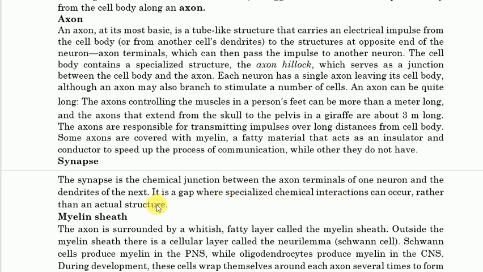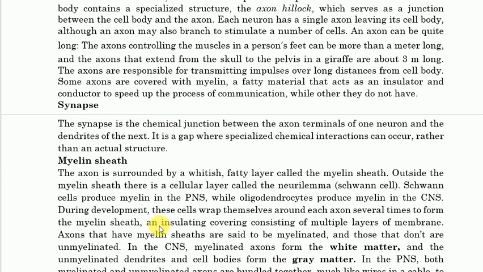Kwa hiyo synapse tunasema ni kama ni junction between two neuron, lakini ni junction ambayo ni haziungani. So ni junction, lakini ni junction ambayo neuron haziungani. So tuenda kuisoma zaidi kwa mbele synapse structure yake, how inafanya kazi.